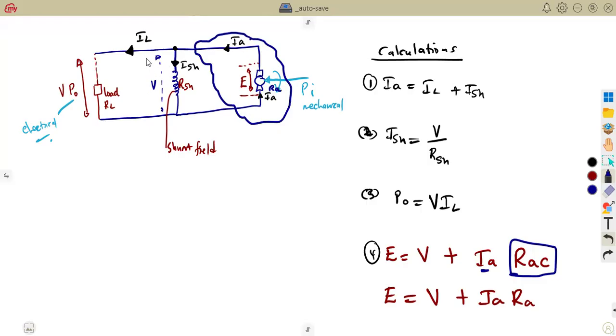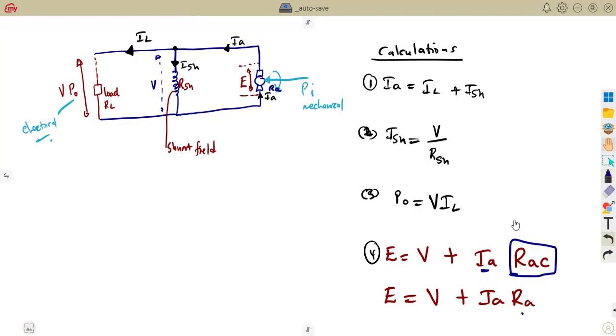Here it's now branch, it's no longer armature, it's now load. Here it's now shunt current. Here, where you see your armature current, which resistances are there? It's only the resistance of the armature there. So that is the one that you just have to consider from there.